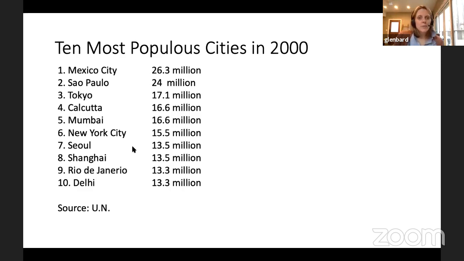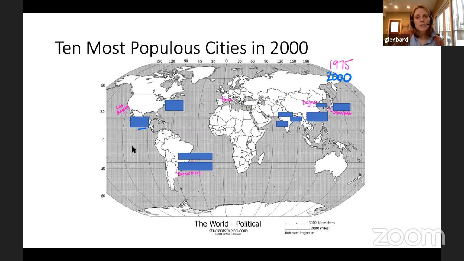New York City still remains. Seoul, how did that end up in there? Shanghai, Rio de Janeiro. So let's take a look at our map and we'll talk just a little bit as we're going through this. So take a look at what came off the list. Okay, came off the list: LA, Paris, Beijing, Osaka, and Buenos Aires. So why? What's going on?